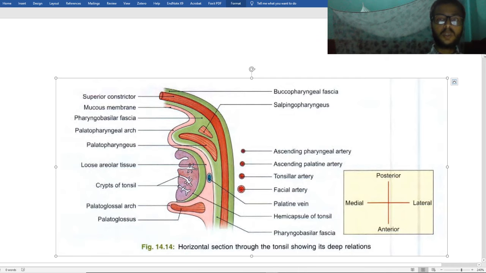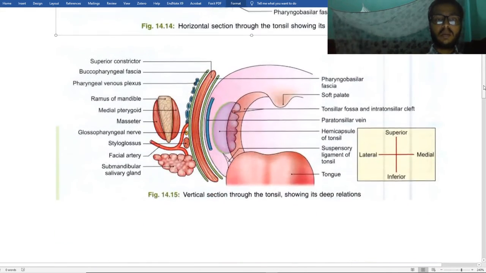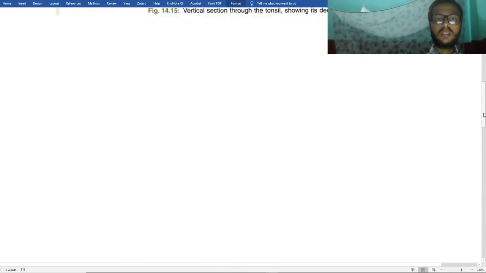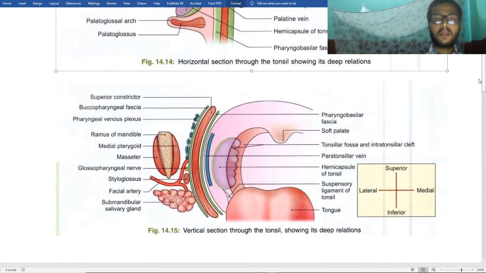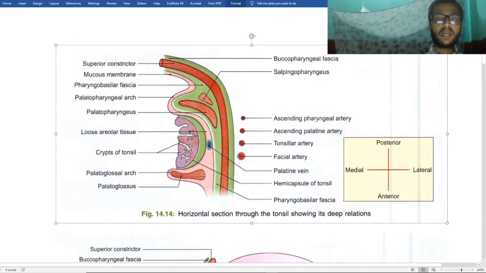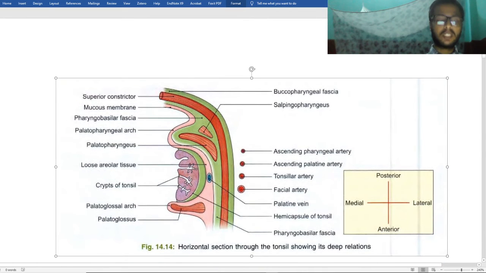Here it is not shown. Let me check whether I have another picture showing that or not. Actually, I don't have. So, in the lower part, styloglossus and glossopharyngeal nerve also form the base of the palatine tonsil.